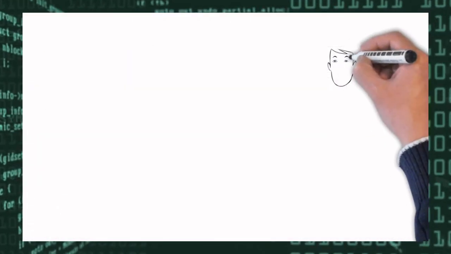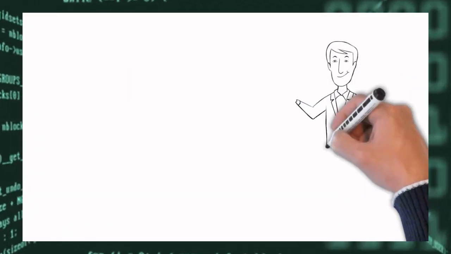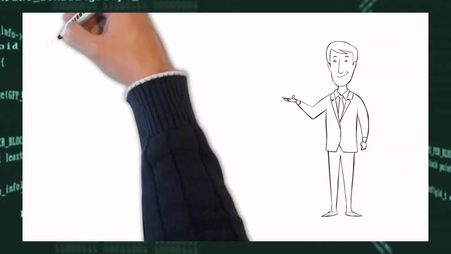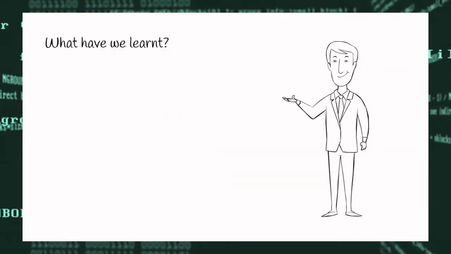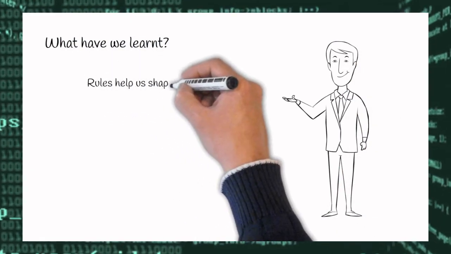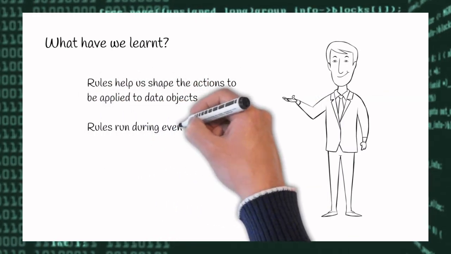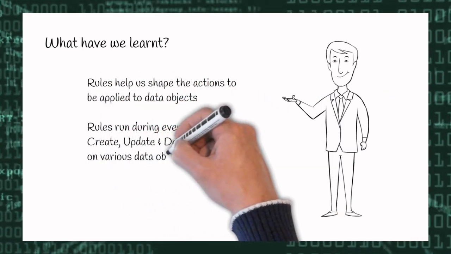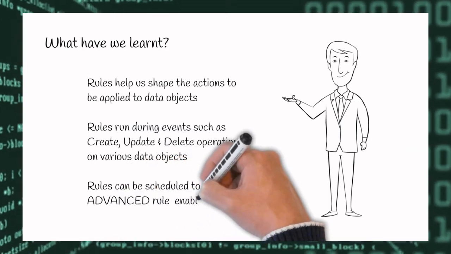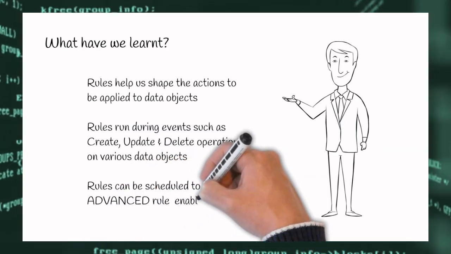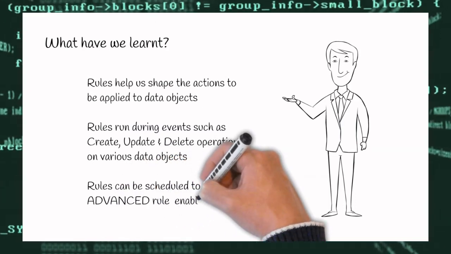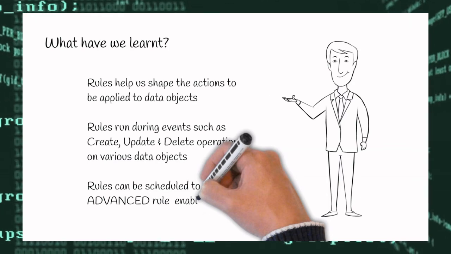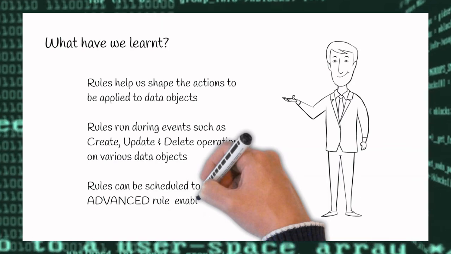What have we learned today? Well, we know that rules help us shape the actions to be applied to data objects, and they run during events such as create, update, and delete operations on a wide variety of data objects. But crucially, rules can also be scheduled to run as an advanced rule, enabling us to declare our own lifecycle events.